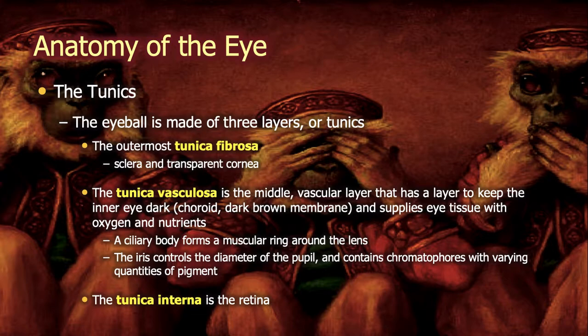So the tunics, we have 3 layers. The outermost tunic, the tunic that you see when you look at somebody's eye, is called tunica fibrosa.